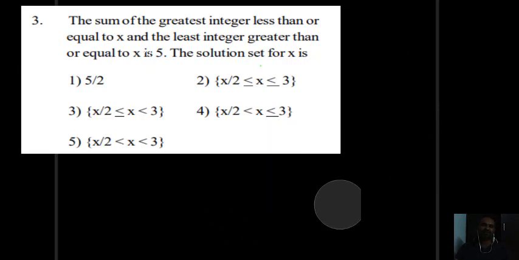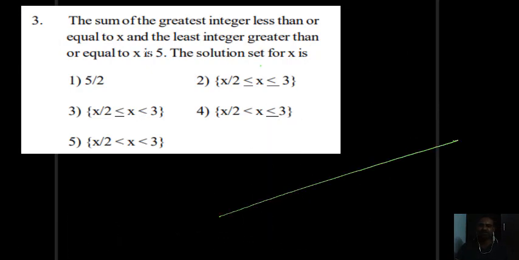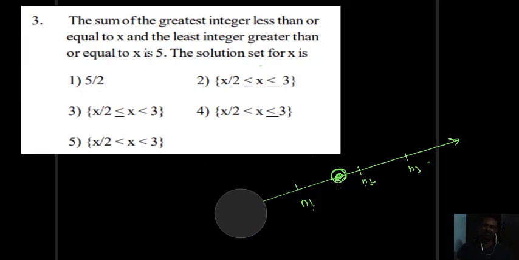Listen students, important question. This is a number line. These are integers: some integer n1, n2, n3. Take any real number somewhere here, for example this real number. The greatest integer of this real number is n1 only, and the least integer is n2 only. So n1 plus n2 equal to 5, then what is the value of this real number? That is the problem.